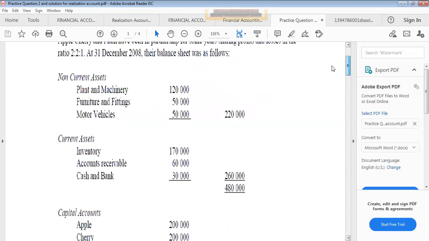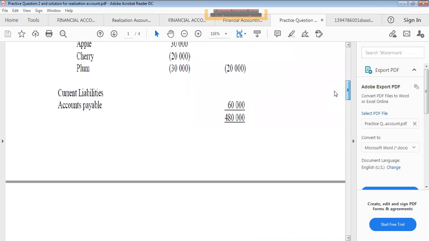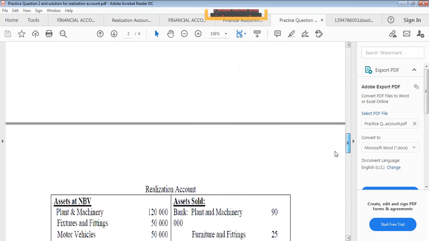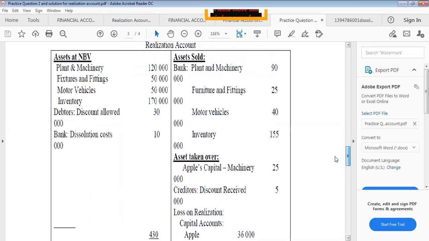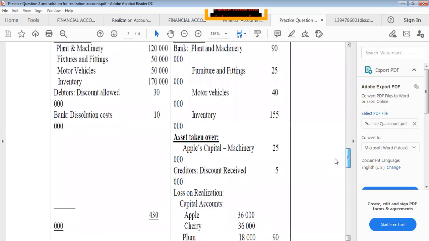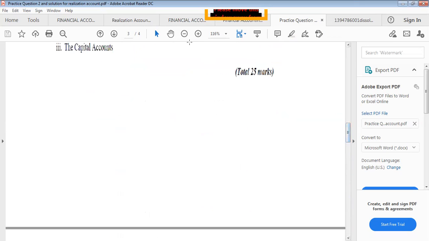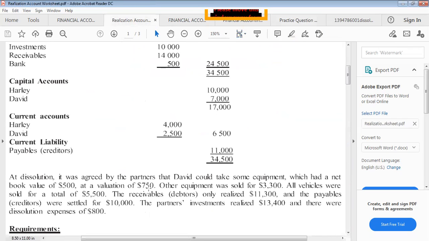Not on the credit side. On which side, by the way? The credit side. On the credit side of? Realization. Your work. Realization. Good. Nice. So that would mean that this 750, right? This 750 would go on the what? Credit side of the realization account. Good? Remember that. All right. Other equipment was sold for 3,300.